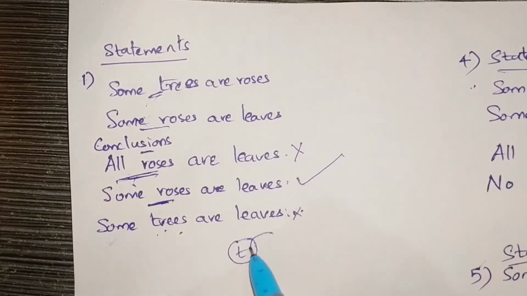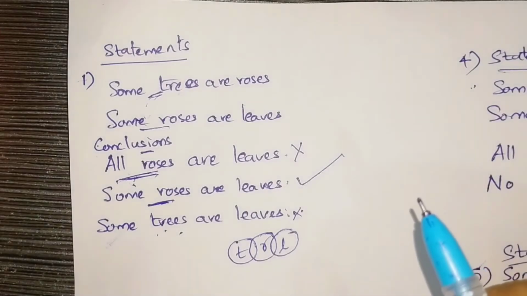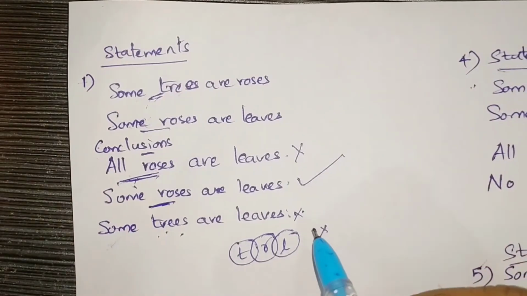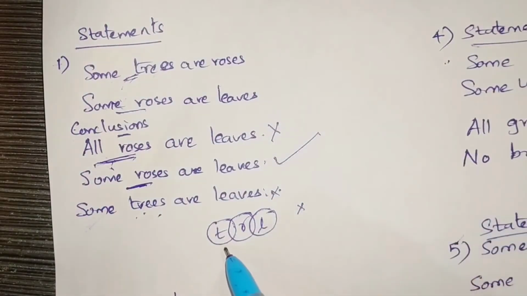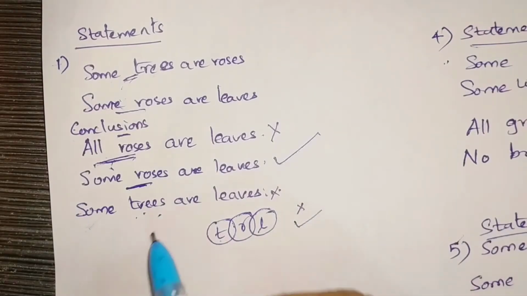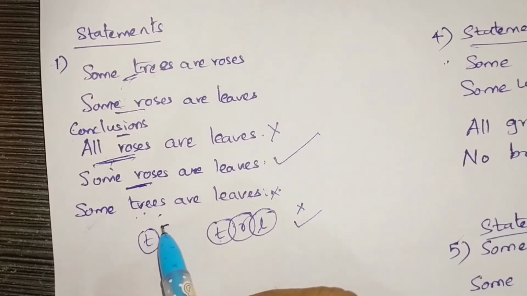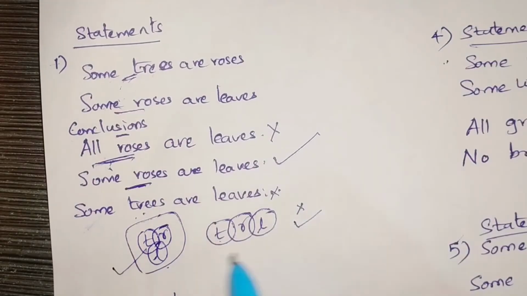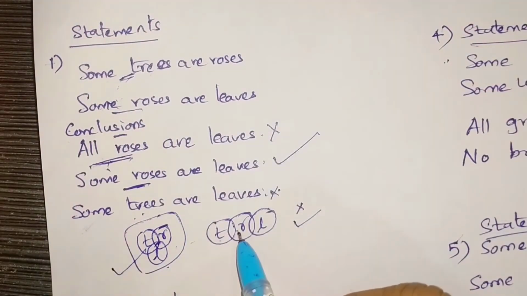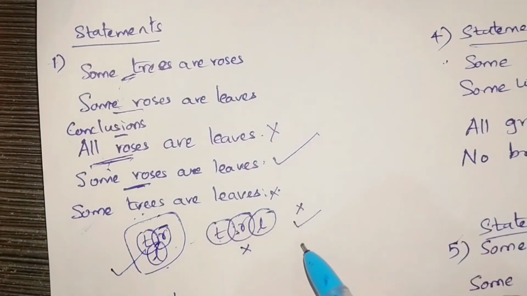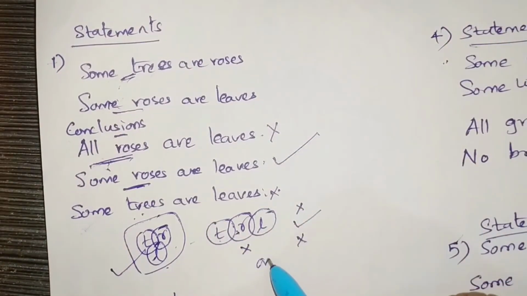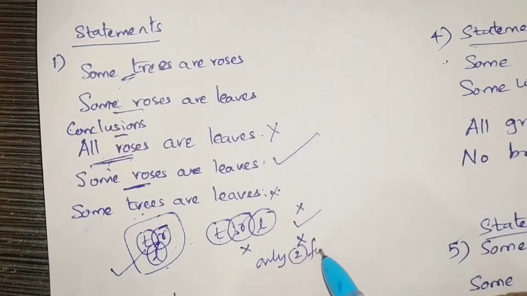Some trees are roses, some roses are leaves. "All roses" does not follow. Conclusion 1: some roses are leaves, follows. Some trees are leaves: in this diagram, if you draw it the same way, it follows. In another diagram it is not following. We should satisfy all types of diagrams, so it does not follow. Only 2 follows.